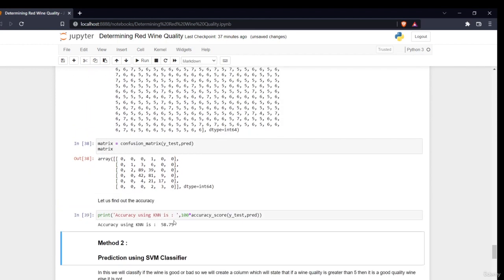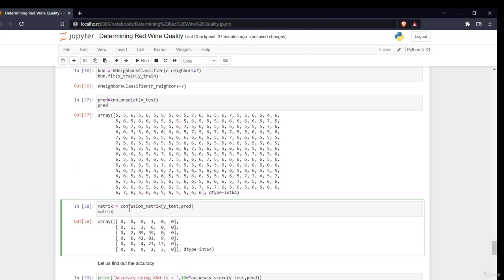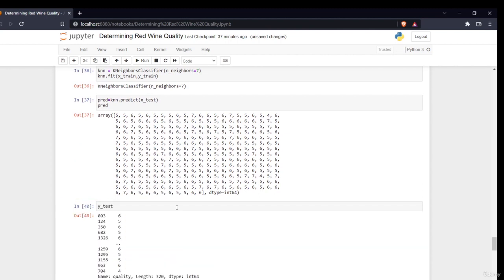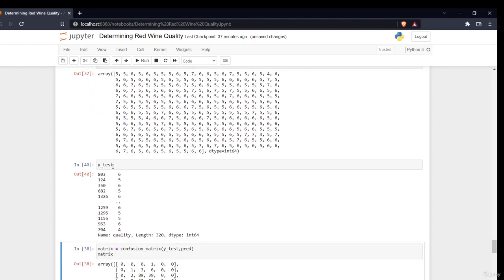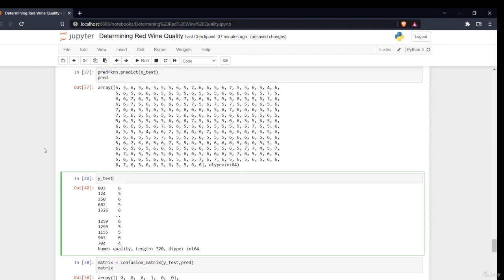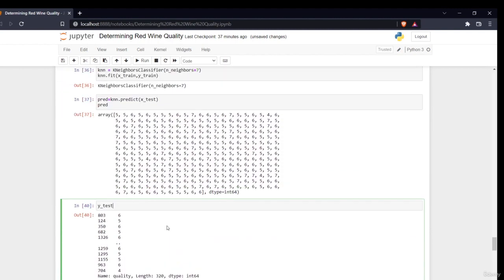The accuracy is 58.75, not that good. These are the different predictions. If you want to see the test, this is the y test and these are the predictions. We cannot plot a distribution plot between these because this is a numerical value. Accuracy is not that good, 58.75, but we have not done anything yet.